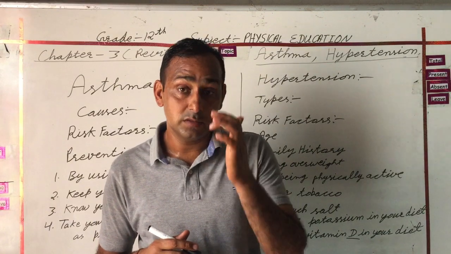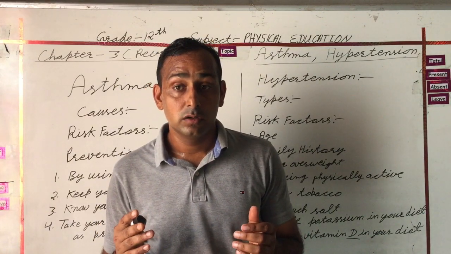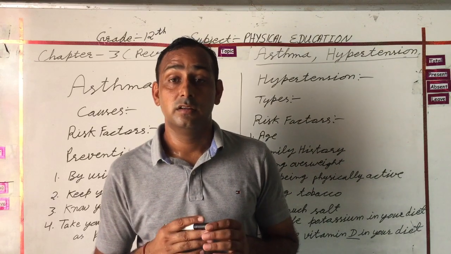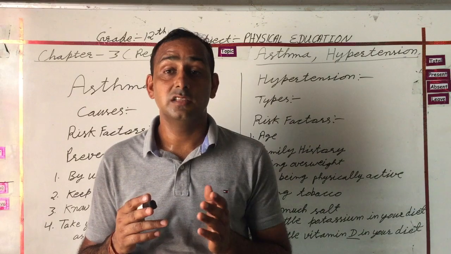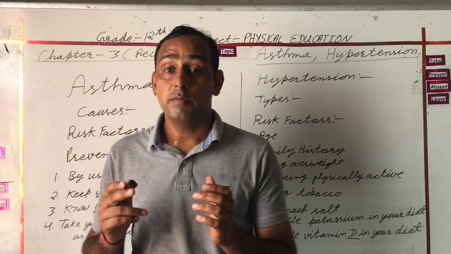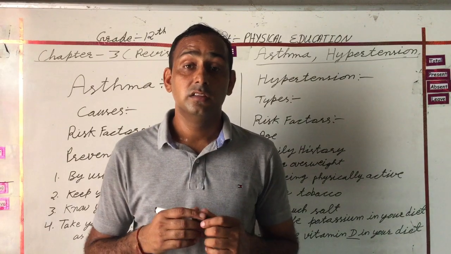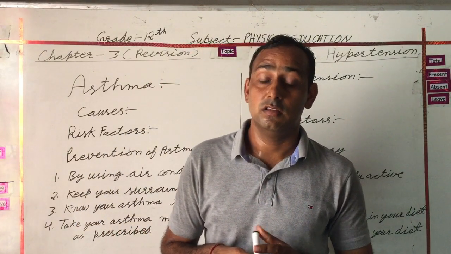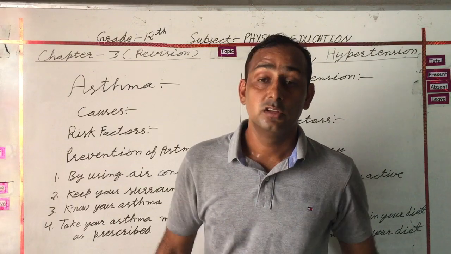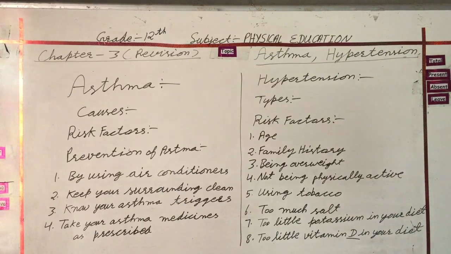One more prevention of asthma is asana related, especially doing yoga: sukhasana, chakrasana, gomukhasana, pavanmuktasana, bhujangasana, paschimottanasana, matsyasana. This is all for prevention of asthma. This is yoga related. So after this, next is hypertension. I hope you understand this asthma topic.